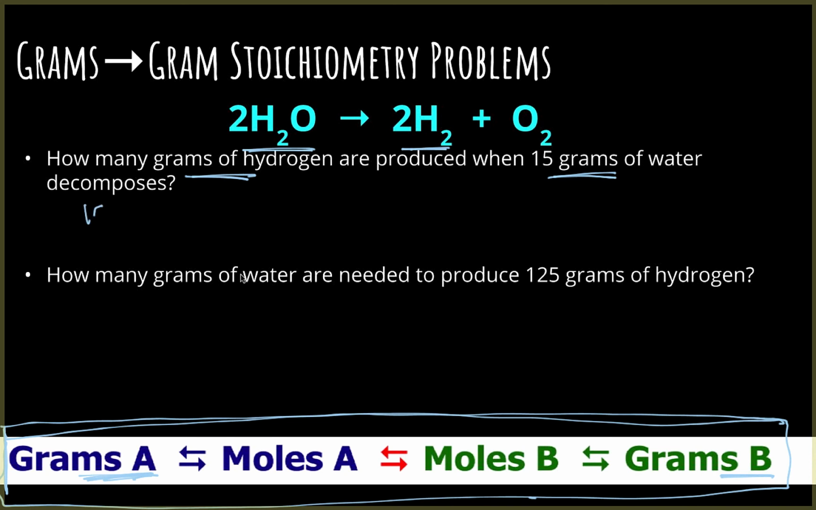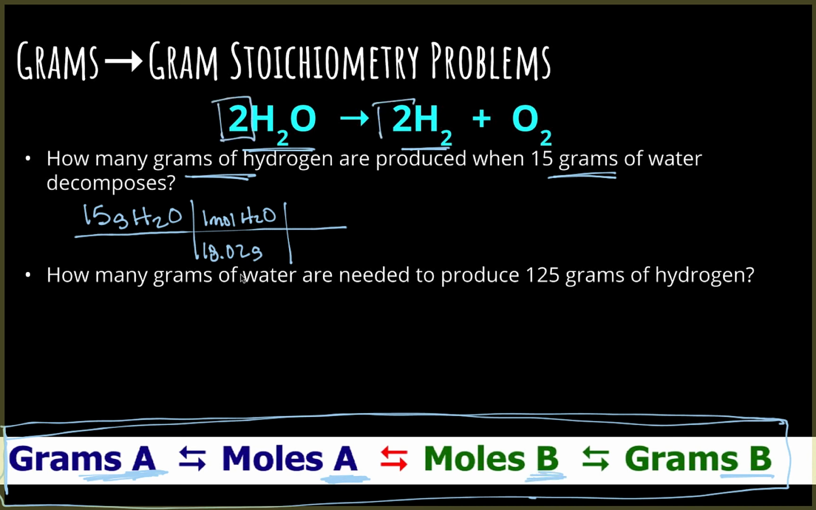Just like always, start with what's given in the problem with all the labels, 15 grams of water. I need to go from grams of A to moles of A. So grams to moles, I'm using molar mass. So 1 mole of H2O is 18.02 grams. Okay, so now I'm here. Now I want to get from moles of one thing to moles of something else. That's where I go to my balanced equation and look at my coefficients to get my mole ratio. So moles of water, I want to cancel, so moles of water goes on the bottom. 2 moles of hydrogen, that's what I'm trying to find, goes on the top.